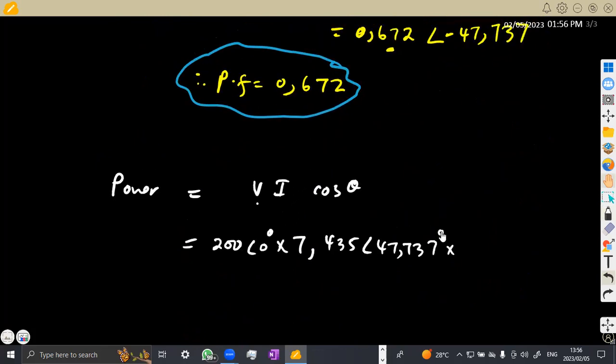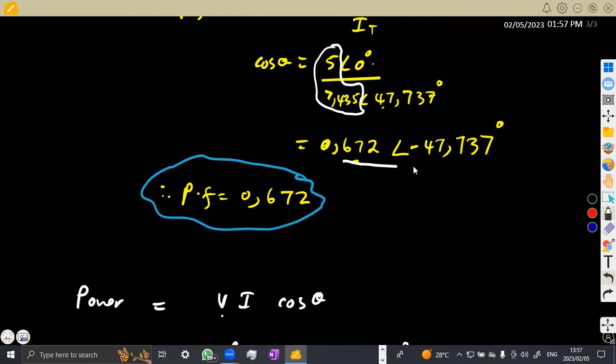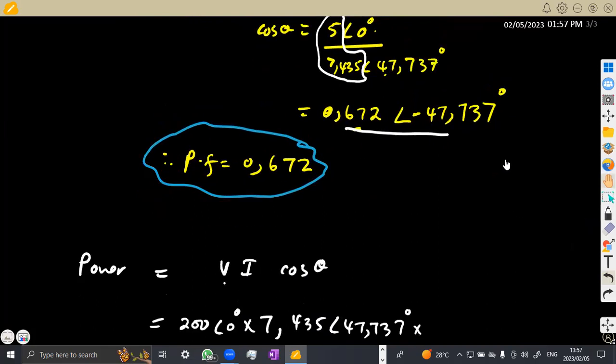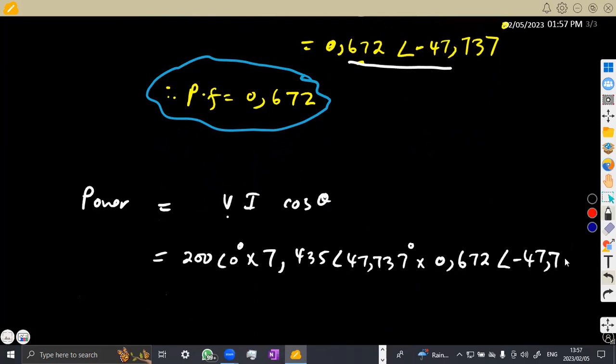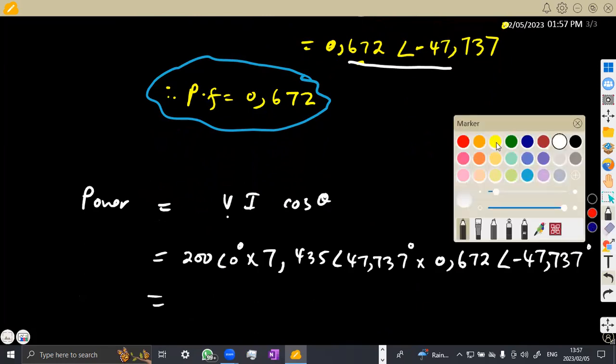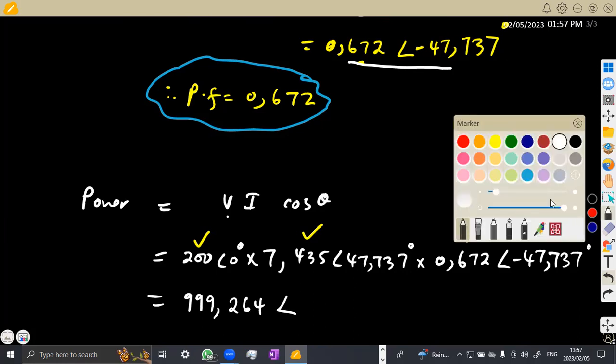cos theta. You take this cos theta as it was before. This was the power factor finally, but cos theta is equivalent to this. So that's 0,672 angle of minus 47,737 degrees. That's your power. But remember, guys, it's polar form. You multiply the numbers, 200 times this, and that is going to be something like 999,264.